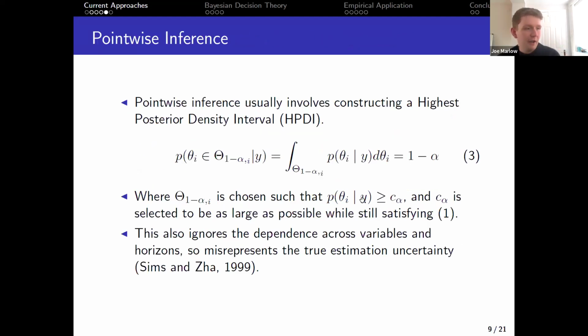Finally, just very quickly on pointwise approaches, the highest posterior density intervals are also generally done pointwise. So again, we're ignoring this dependence structure over time, and it's well known that this leads us to mischaracterize the degree of estimation uncertainty that we have.